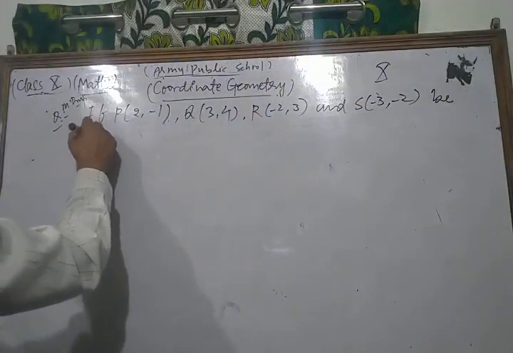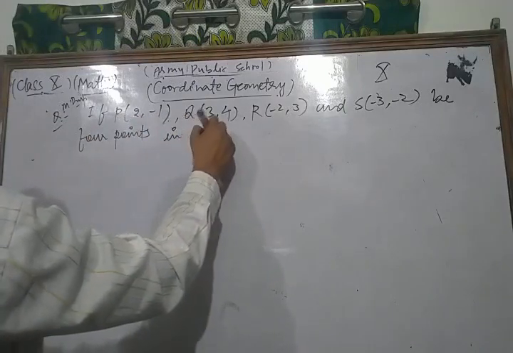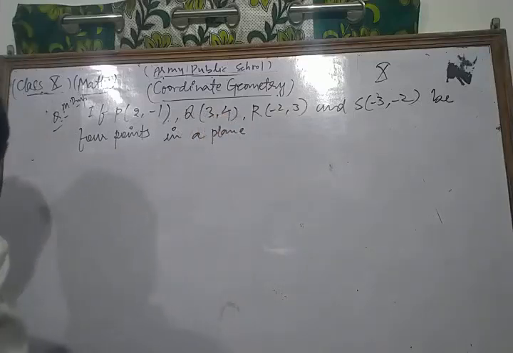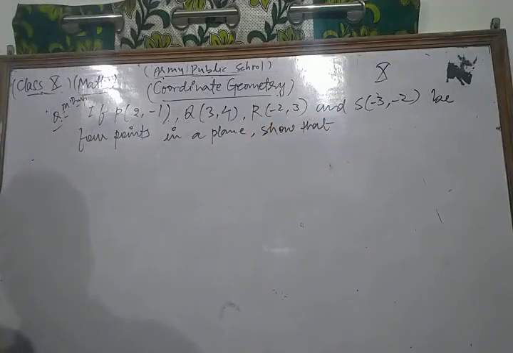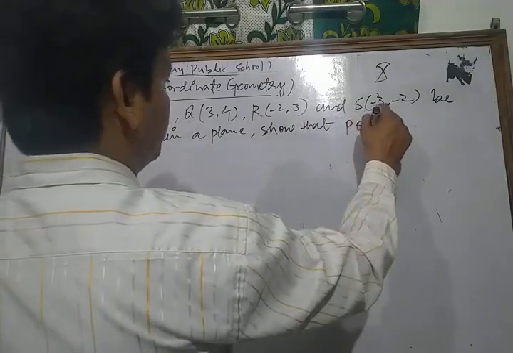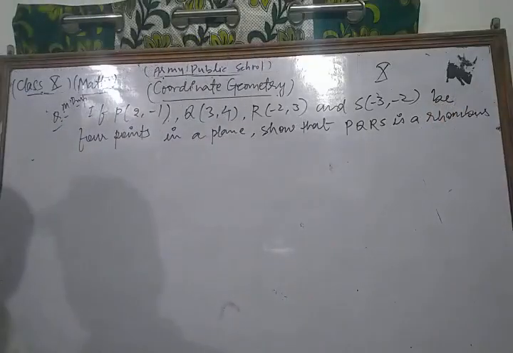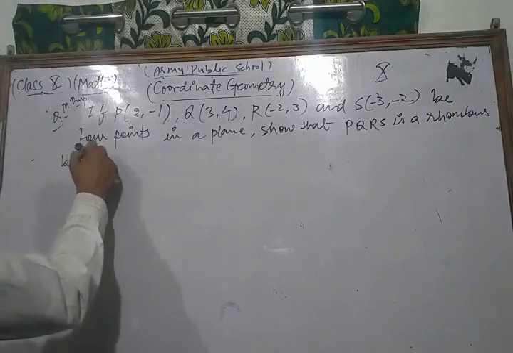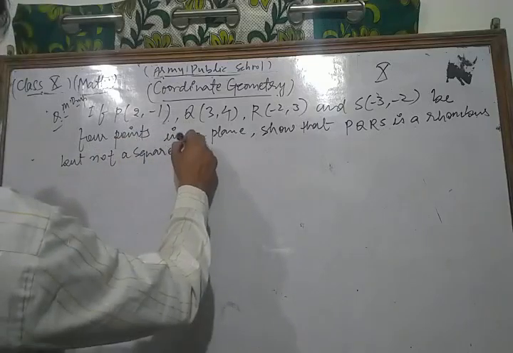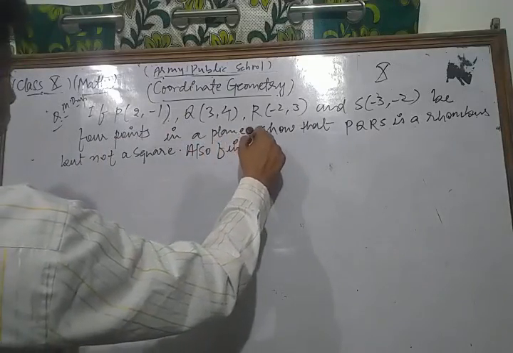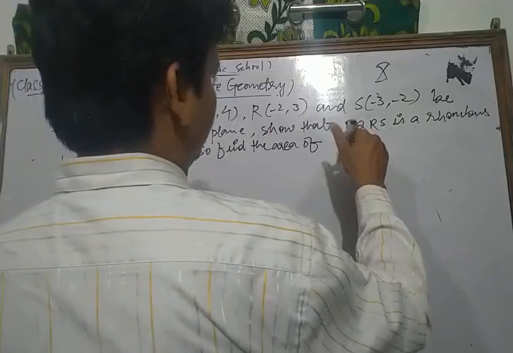Be 4 points in a plane. In a plane, show that PQRS is a rhombus, but not a square. Also find the area of rhombus.